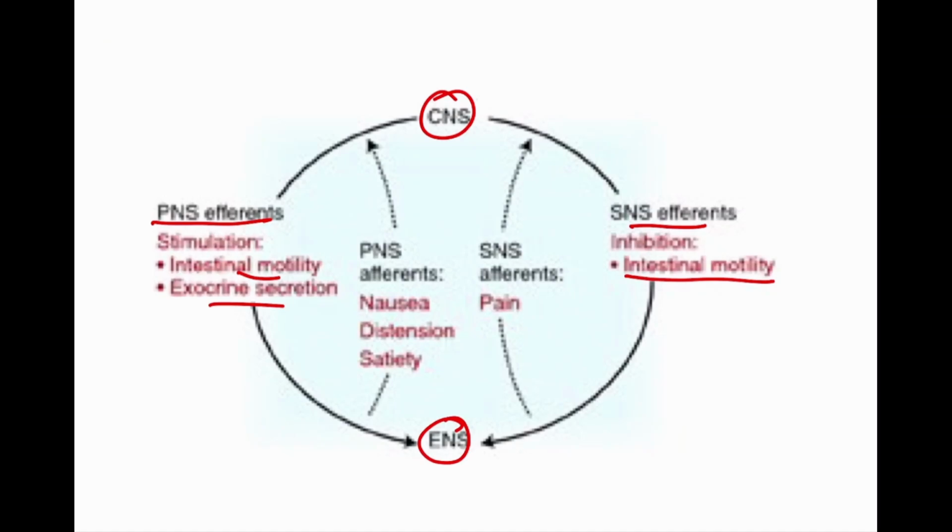Now, we also have afferents, which go from the stomach to the brain to tell it what's going on. The SNS afferents give pain. So if you have abdominal pain or abdominal discomfort, it's your sympathetic nervous system that's delivering that pain signal to the brain, telling you that you have pain.